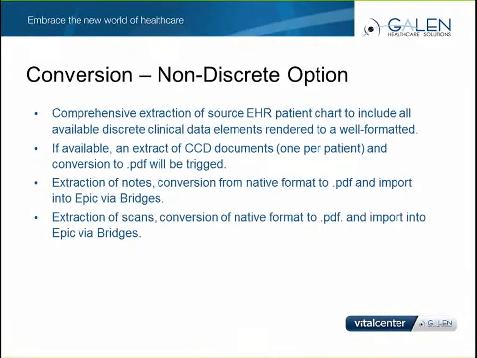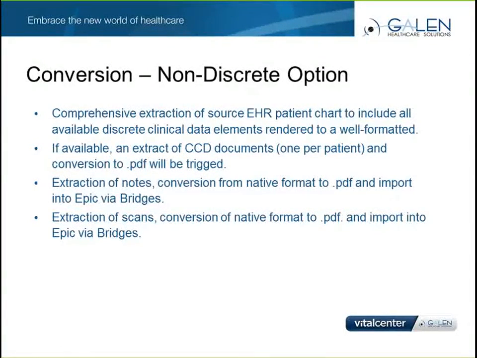On the other end of the spectrum, we have the non-discrete option. So certain cases may warrant us going down this path. For instance, we may decide that given our timelines for go live, it just may not be feasible to convert that discrete data, and as such, what we want to convert is just a PDF comprehensive chart summary for the patient, or perhaps only certain scans or a subset of the data that's exported to a PDF.